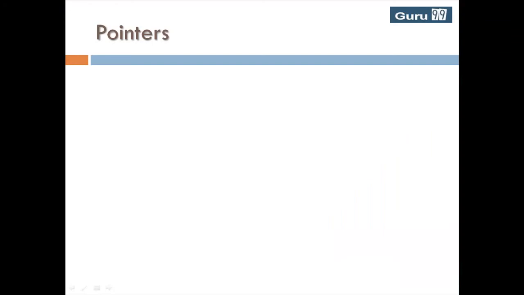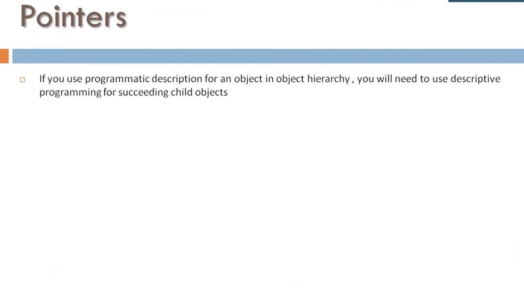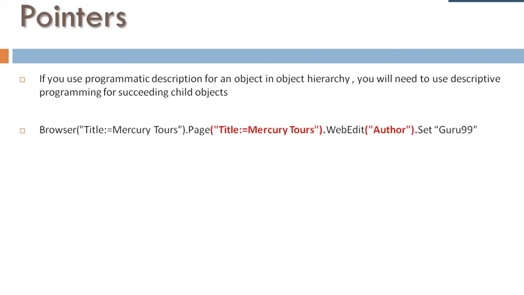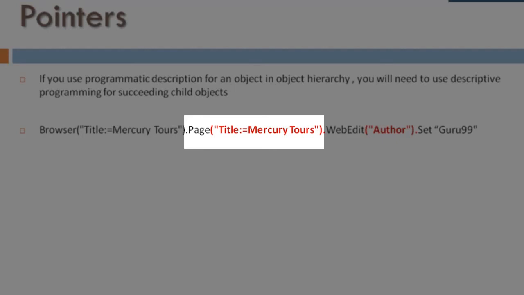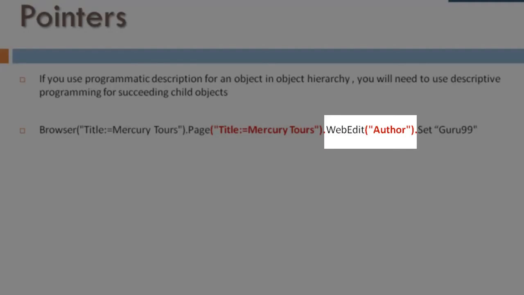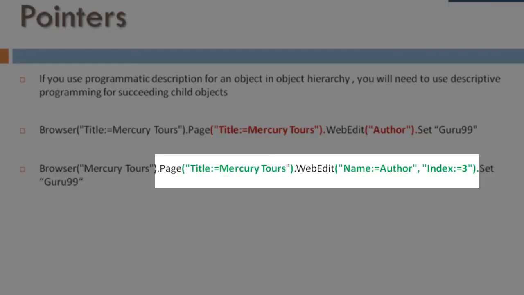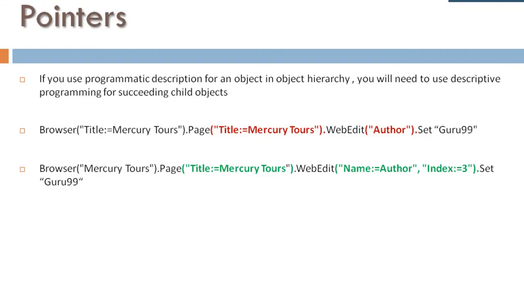A few pointers before we end this tutorial. If you used programmatic descriptions for an object in object hierarchy, you will need to use descriptive programming for succeeding child objects. For example, for the page object, descriptive programming was used, but for succeeding child object, when edit, object repository is used, which is incorrect, and the test will fail. On the contrary, here for both page and when edit, descriptive programming is used, which is correct.